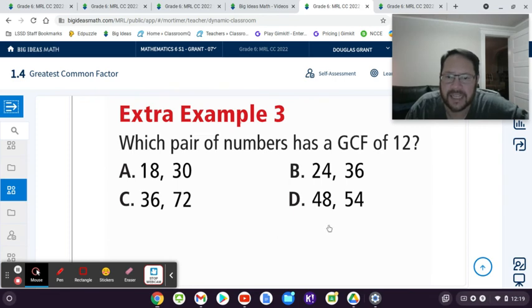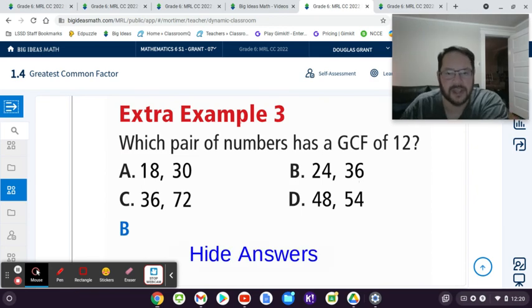For D, 12 goes into 48, but 12 doesn't go into 54. So 12 is not a factor of 54, therefore it can't be the greatest common factor. Leaving B. So 12 goes into 24 2 times, 12 goes into 36 3 times, therefore 12 is the GCF of B, 24 and 36.